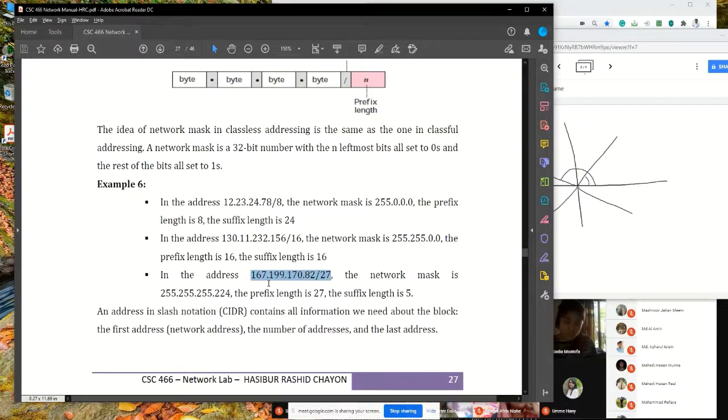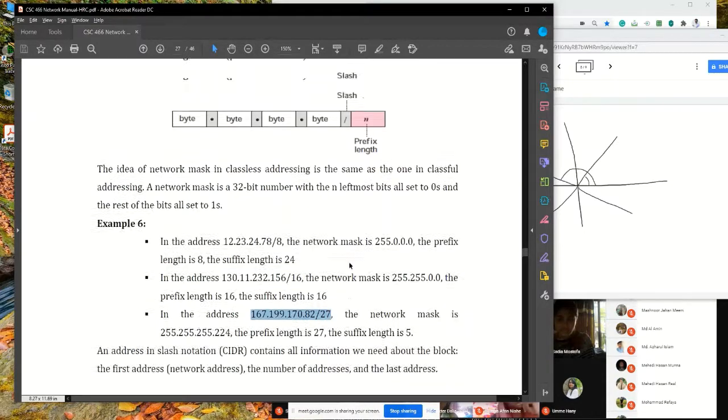Class C, right? Or class B? Class B. Yes, actually, sir, class C will start from 192, right? Yes, sir, 192. So it's actually 167. So obviously this is class B, right?